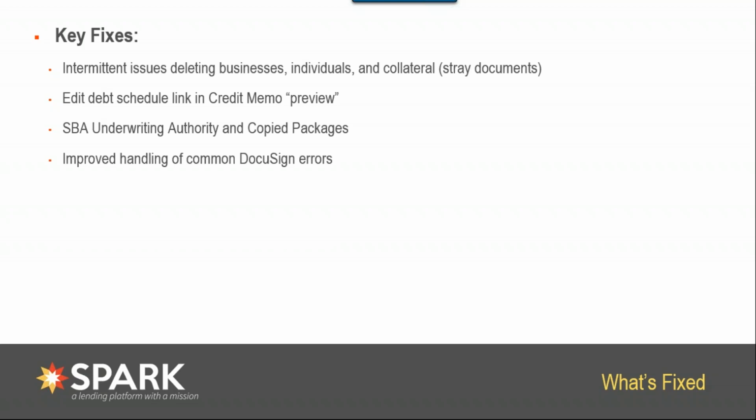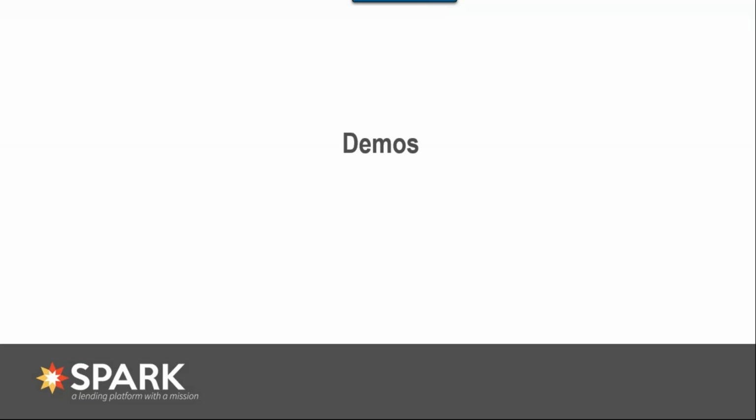We've also made some improvements handling the common DocuSign errors. So these could be an attempt to initiate an envelope in DocuSign when the document had been deleted and was no longer a PDF. Or let's say that you were trying to view the audit history of an envelope that you didn't send or didn't have permission to view. You might have seen an error pop up. We've now resolved that to where you will no longer see that error appear in Spark.